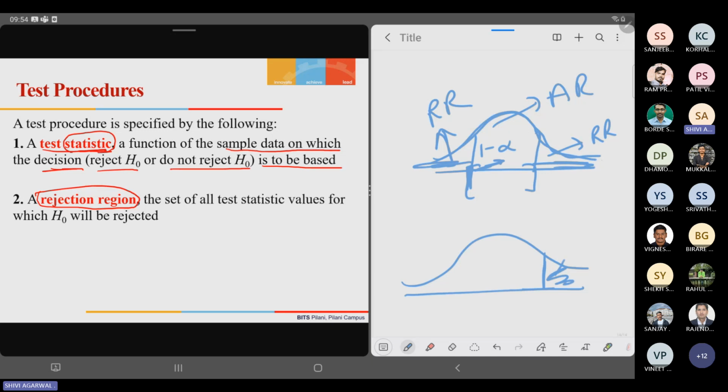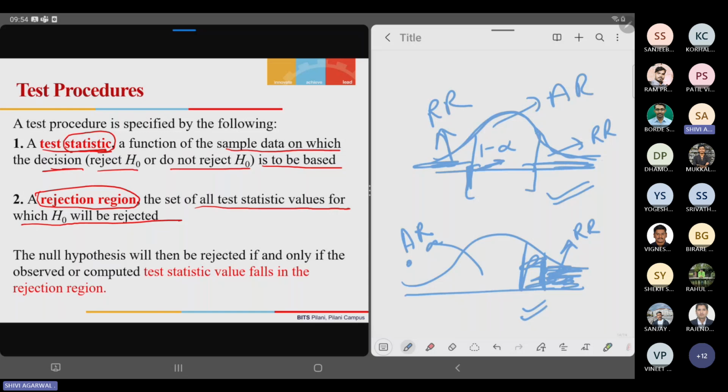One is the rejection region and one is the acceptance region. In the one tail, okay, so this is the two tail, and this is the one tail here. So how can we identify the rejection region? It may be here. Okay. So we are finding the set of all statistic values for which H0 will be rejected. And that we can find out by the use of the level of significance. Correct. That we will discuss.